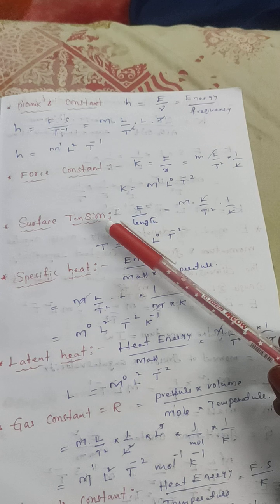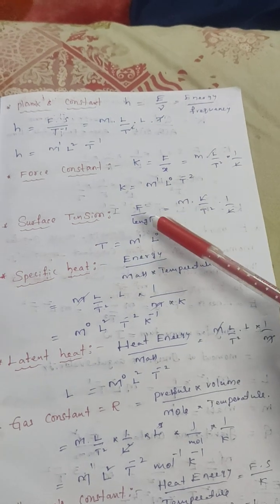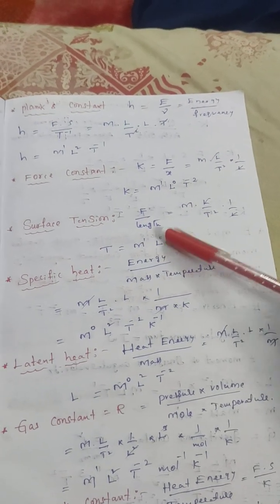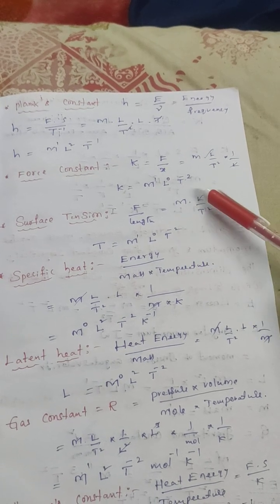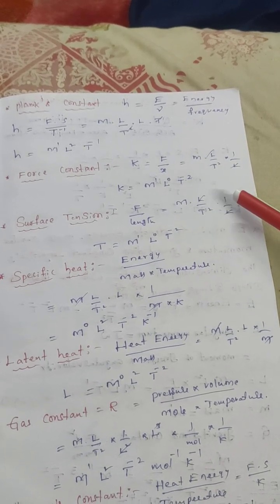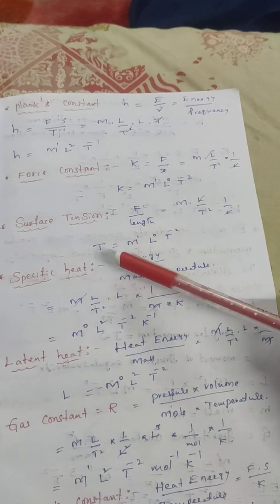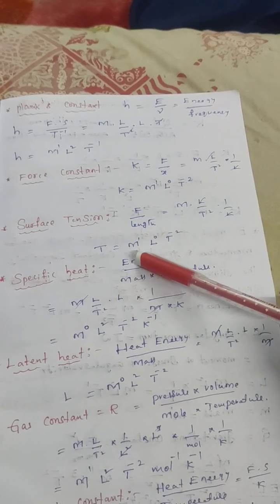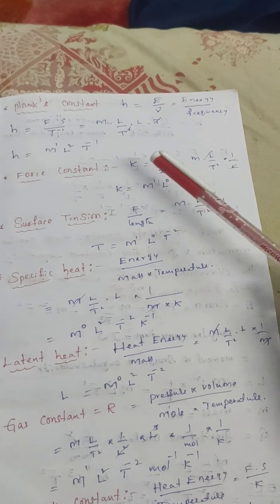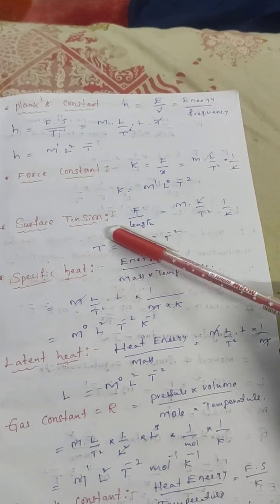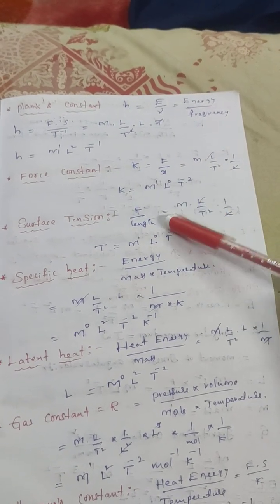Next, surface tension. Surface tension, force per unit length. F is equals to ma, m mass, a is L by t square, length is 1 by L. L gets cancelled. Now T is equals to m power 1 L power 0 t power minus 2. That means force constant and surface tension have both same dimensions.